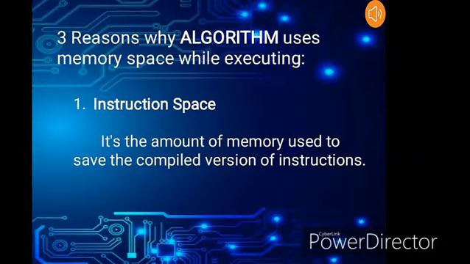Three reasons why an algorithm uses memory space while executing. First, instruction space. It is the amount of memory used to save the compiled version of instructions.